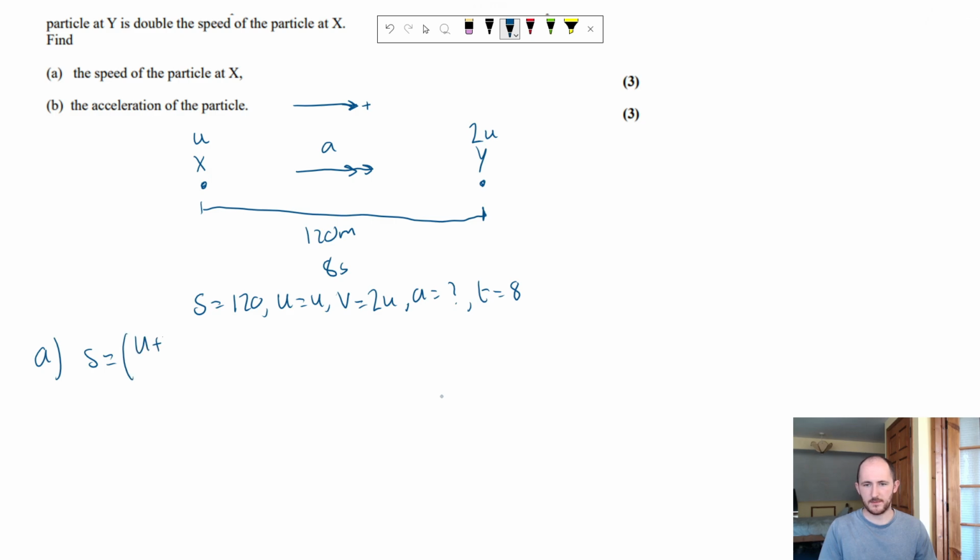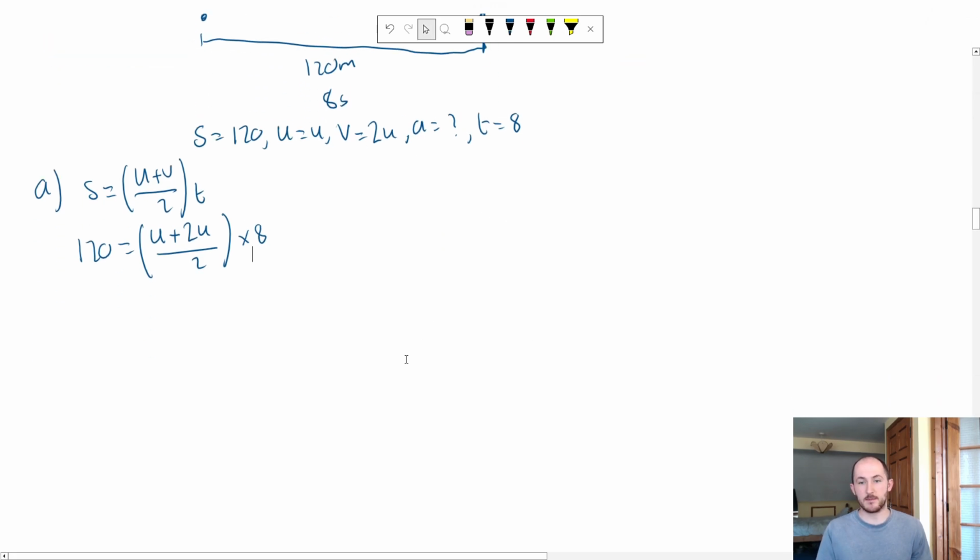U plus V over 2T. Now let's sub in those values. So we have 120 meters on the left-hand side. And that equals u plus v, which is 2u, over 2, times 8. So let's simplify this algebra.